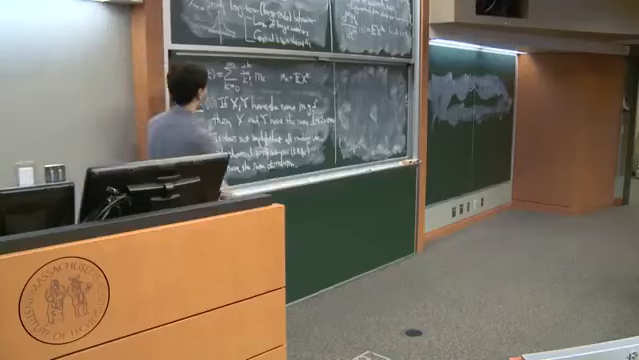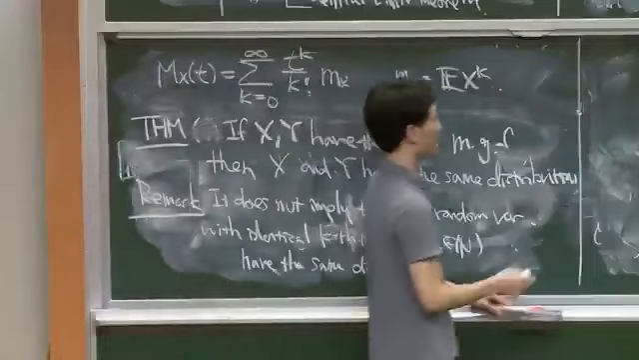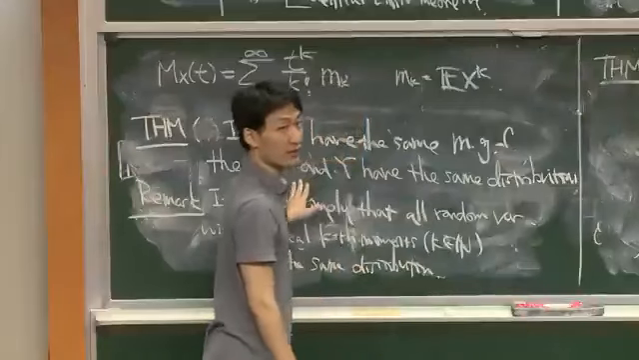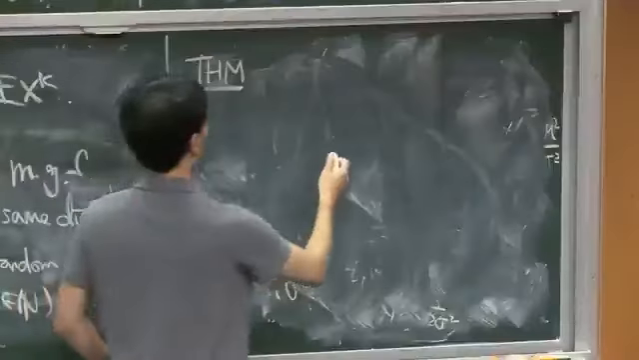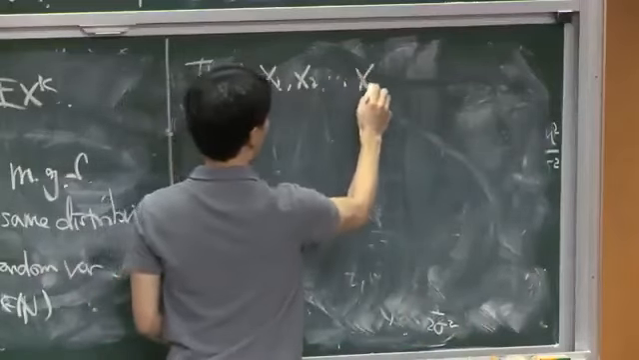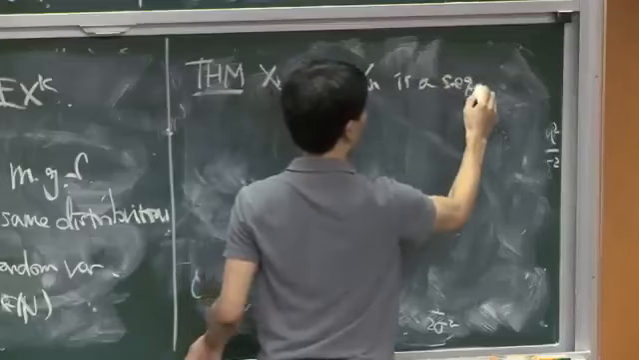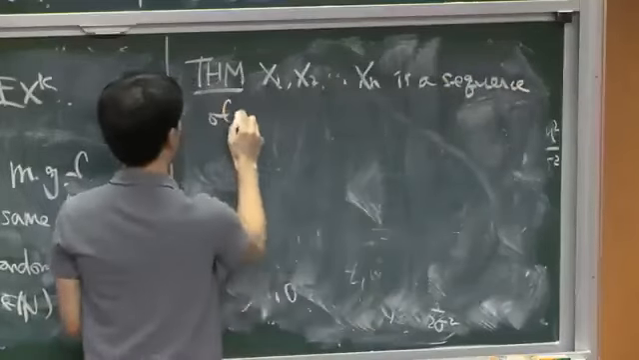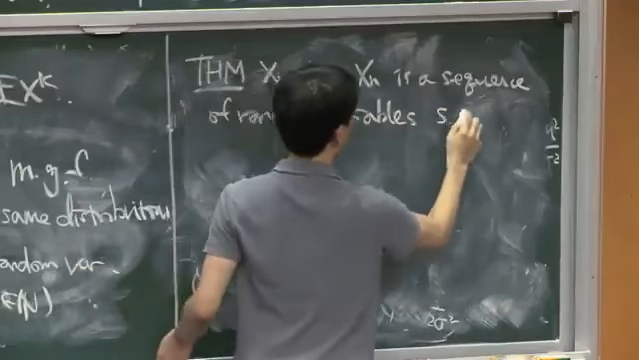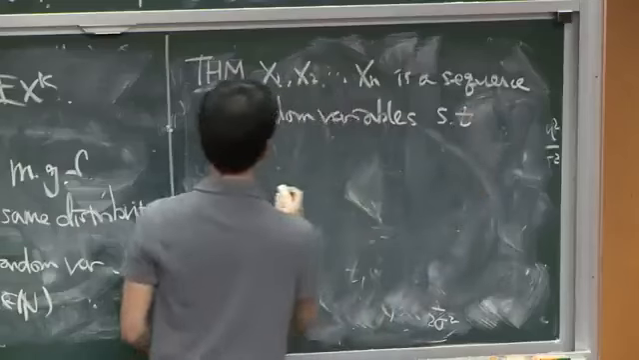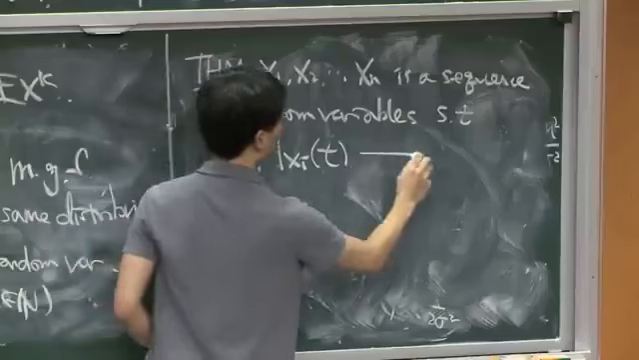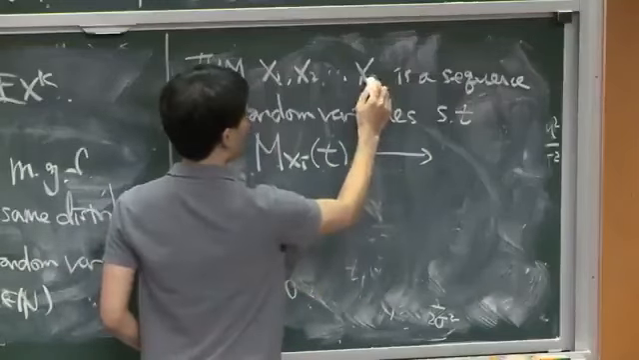Okay, so that's one thing we will use later. Another thing that we will use later is a statement really similar to that, but it says something about a sequence of random variables. So if x1, x2, up to xn is a sequence of random variables such that the moment generating function exists and it converges, it goes to infinity.